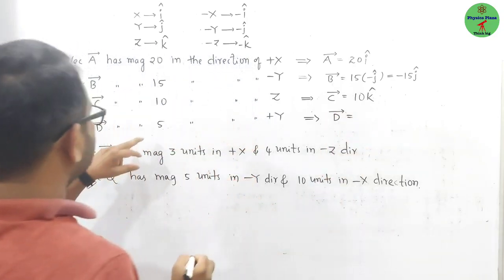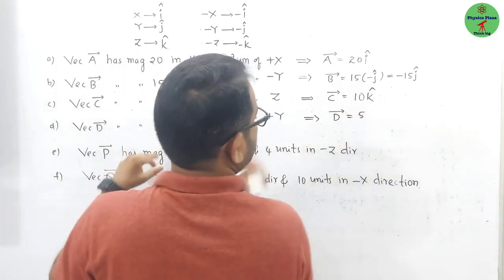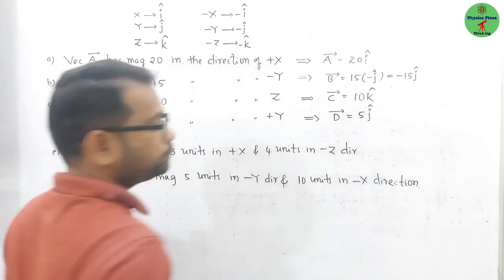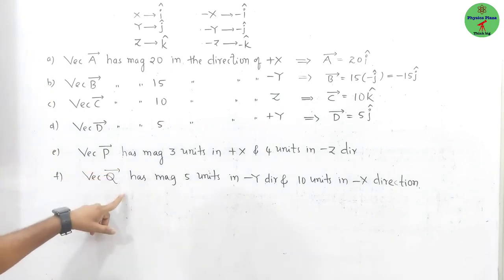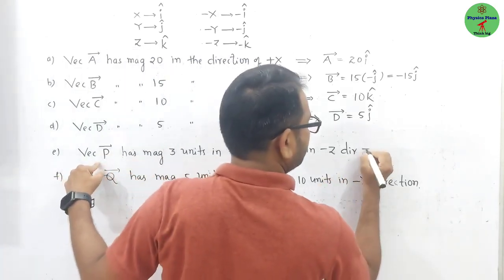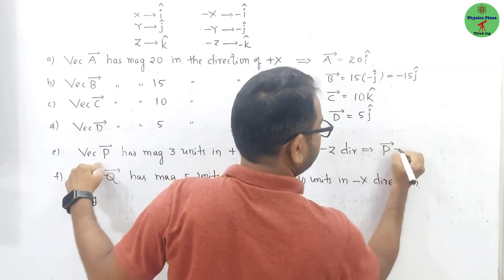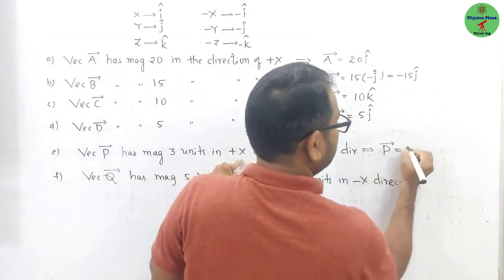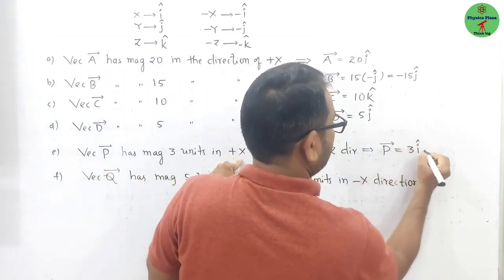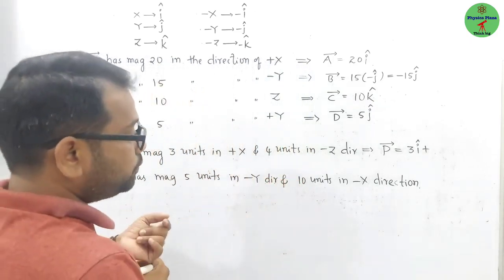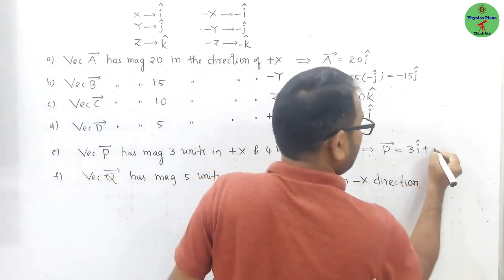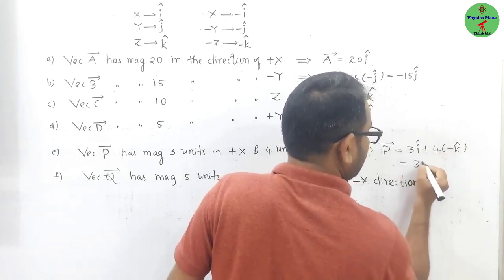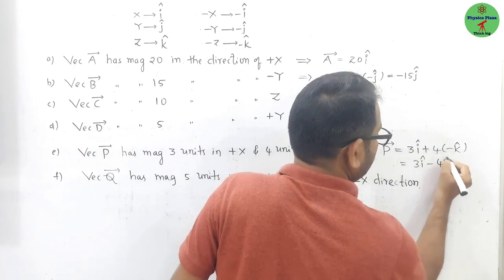Vector D has a magnitude 5 along y axis. Along y axis, what, children? It is simply 5 j cap. Now it is, I think, two-dimensional. So here is vector P. It has 3 units in x axis, plus 4 units in a minus z direction, children. So 4 units in minus z means what? Minus k cap. So this can be written as 3 i cap minus 4 k cap.